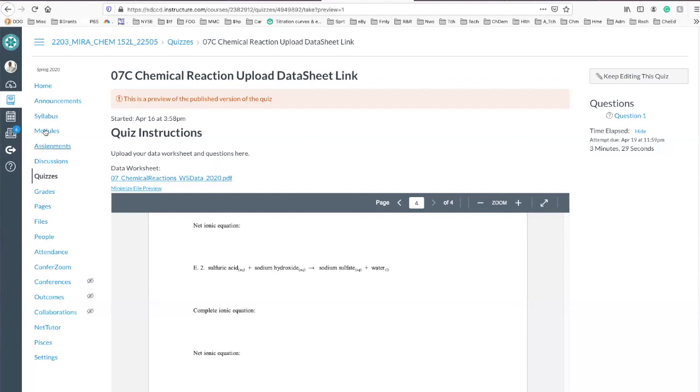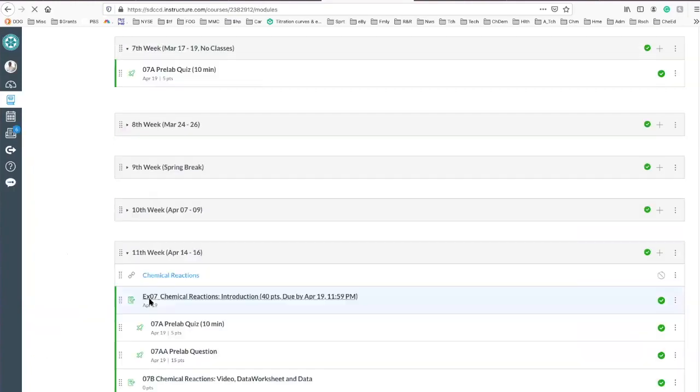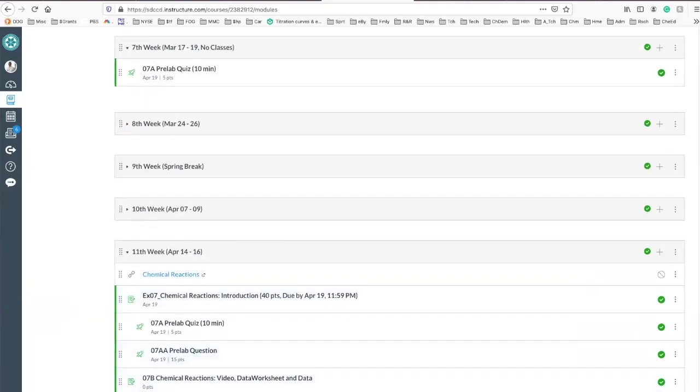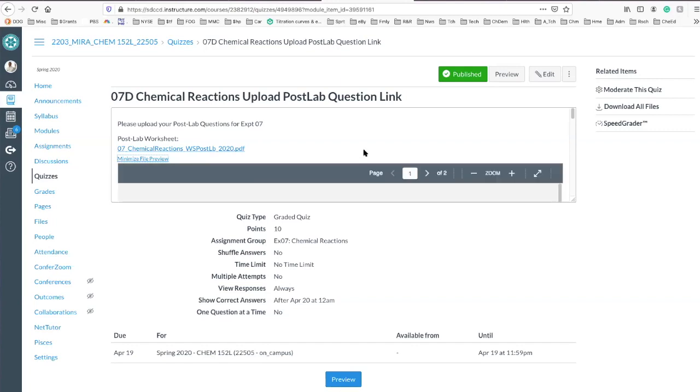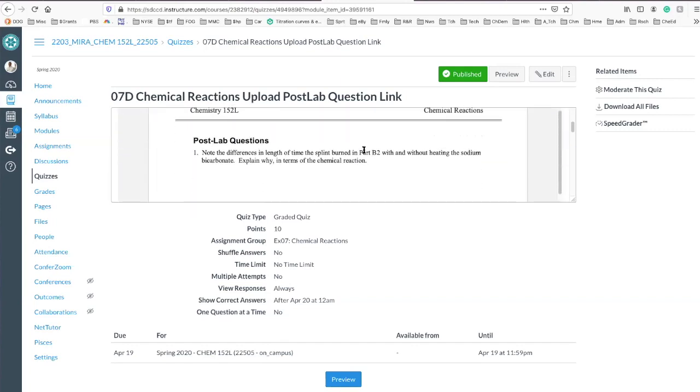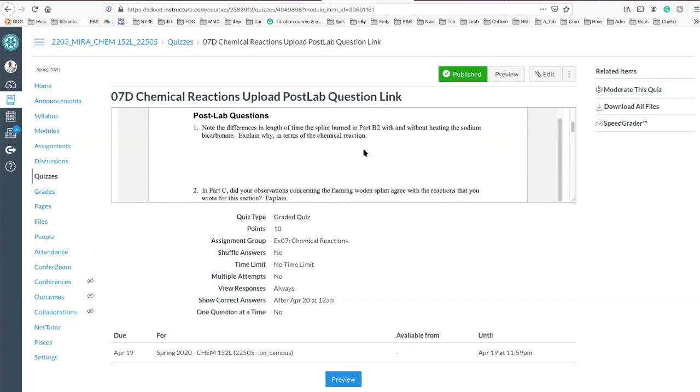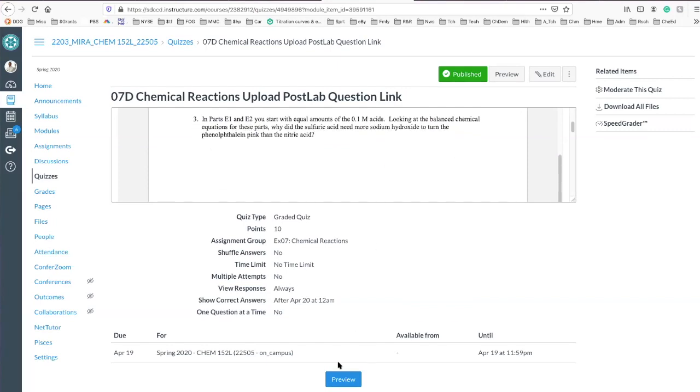Let's go back and let's go to the last part. The last part is your post-lab update. Turn in your data sheet separately from your post-lab. That's why I allow you to download each section here, because this only shows the post-lab part. It doesn't show the data or the pre-lab. The post-lab has these questions. Write them out and then upload them, and then you're done with this experiment.